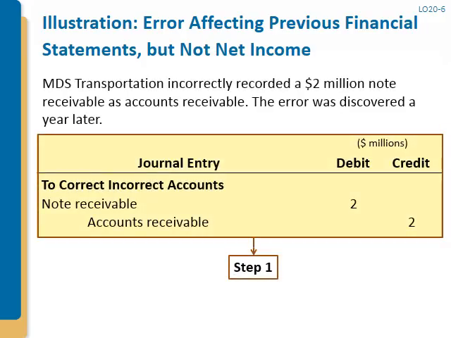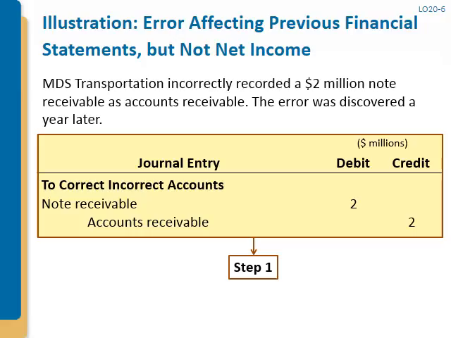This illustration provides an example of an error affecting previous financial statements but not net income. MDS Transportation incorrectly recorded a $2 million note receivable as an accounts receivable. The error was discovered a year later. Therefore, to correct the incorrect accounts, note receivable was debited and accounts receivable was credited for $2 million. Remember, this is the first step to correct an error.